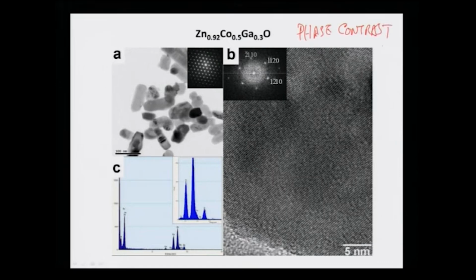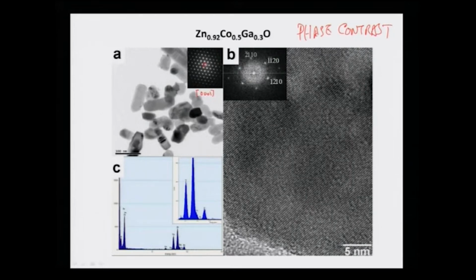Phase contrast. What is that? Let us now look first at the sample. This is zinc cobalt gallium oxide. It is nothing but cobalt-doped zinc gallium oxide, that is, zinc oxide doped with cobalt and gallium. And if you look at the diffraction pattern shown here, it shows a particular symmetry, and zinc oxide, as you know, has a hexagonal crystal structure. Therefore, this diffraction pattern is taken along 0001 of the zinc cobalt gallium oxide.